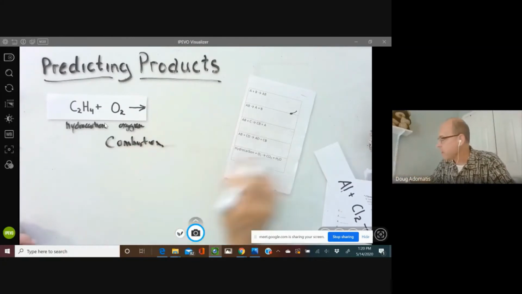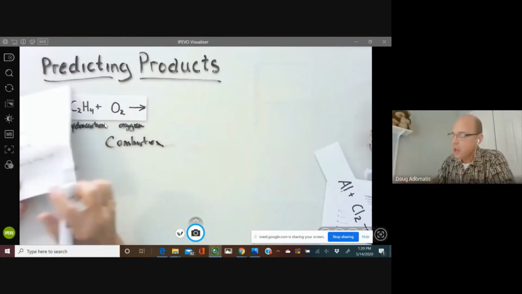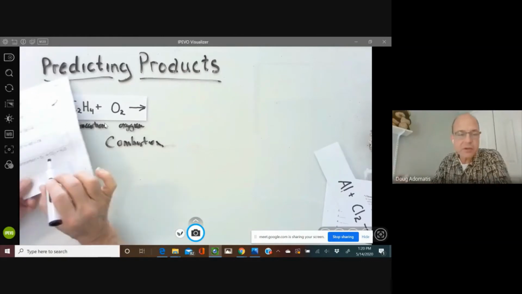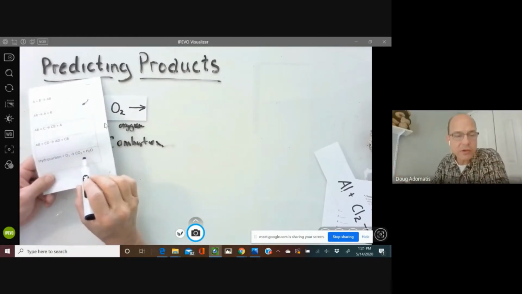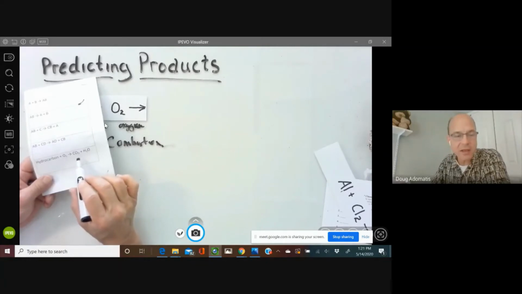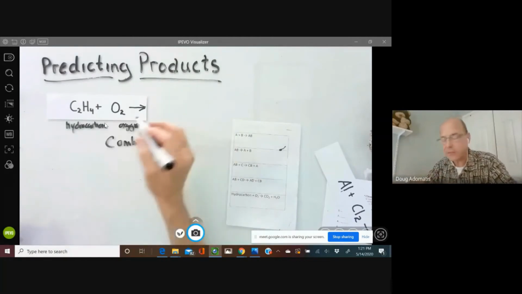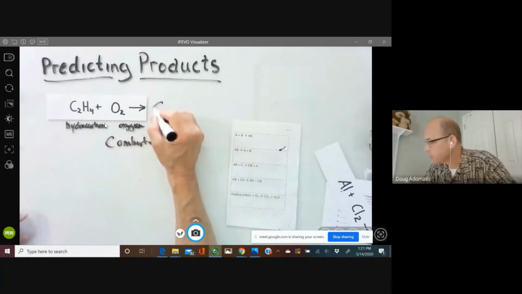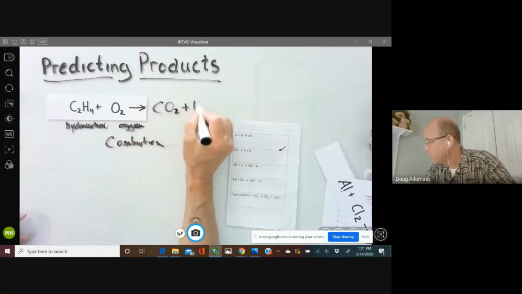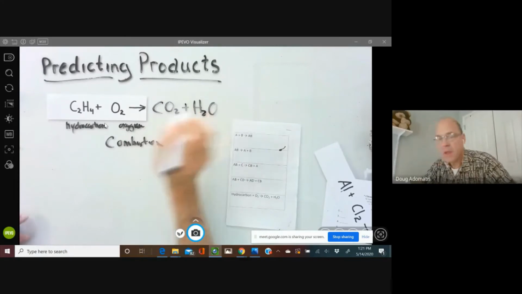Okay, now, so you look at your chart and it tells you, you look at your foldable, it tells you what you're going to have for products. This is the one where they actually tell you what you got, CO2 and H2O. So there's no A, B trying to figure out that stuff. It's just CO2 plus H2O. Okay. And we talked about this.